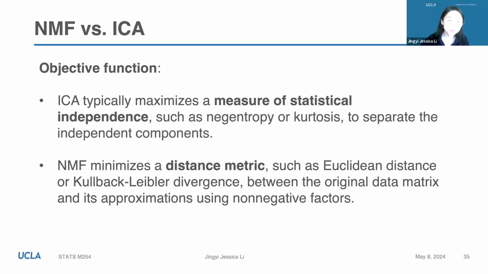Okay, objective function. Even though we didn't give you the technical detail for ICA, I hope you understand at a high level that ICA typically maximizes a measure of statistical independence as the objective function, such as negative entropy or kurtosis, to separate the independent components. NMF minimizes a distance metric, such as the Euclidean distance. If we remember the Frobenius norm between two matrices, that's the Euclidean distance, or KL divergence if we're working on other distributions, between the original data matrix and its approximation using non-negative factors. Our student Xinjo asked me last lecture why we use Euclidean distance even though the single cell data is count, right? So this is related to that topic.